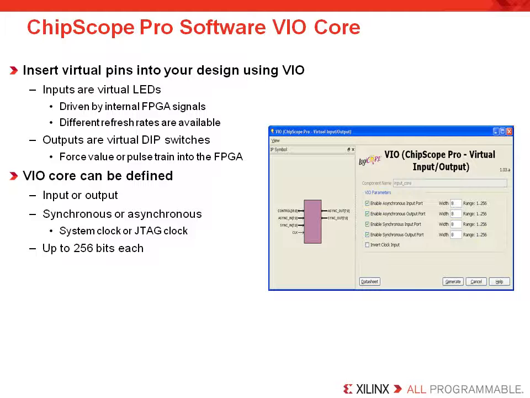Each VIO core can be defined as an input or output and programmed to be synchronous or asynchronous to either the system clock or the JTAG clock. Each core can also support up to 256 bits. The ChipScope Pro software also gives you various ways to toggle the data. For example, you can use a pulse train or even text data to toggle the data. The VIO core can only be added with the core generator flow. So keep in mind, you could still add the ICON and ILA cores you need with the inserter flow, but you may find it easier to just use the core generator flow if you are going to be using the VIO core for debugging.